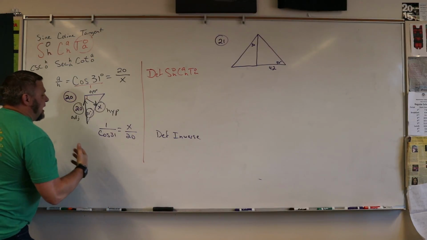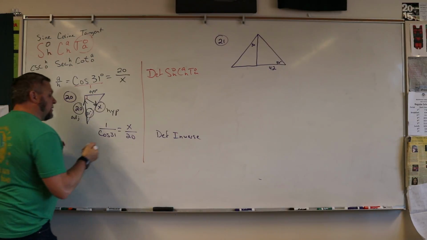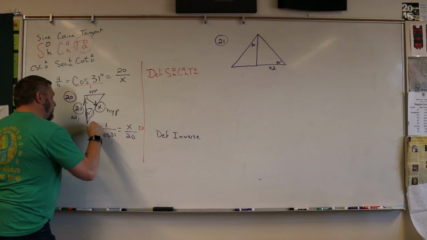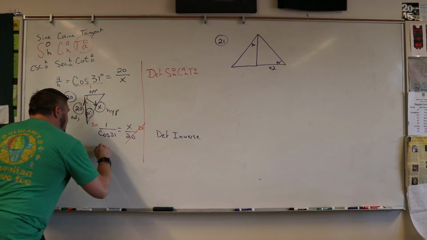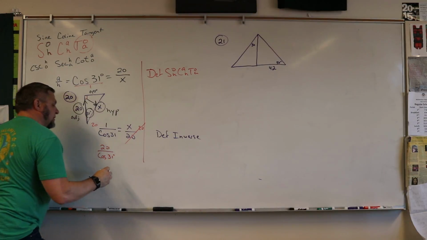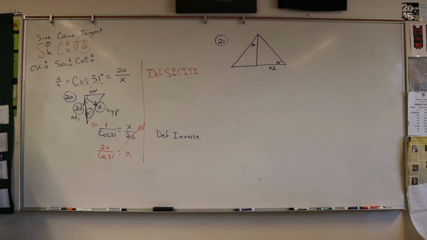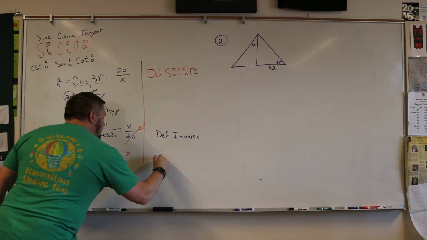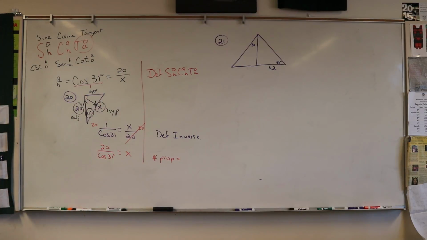All right, so now how am I going to solve this? I'm going to multiply both sides by 20, right? This is going to cancel, okay? So I end up with 20 divided by the cosine of 31 degrees is equal to x. What's that step called? Multiplication property of equality, right?